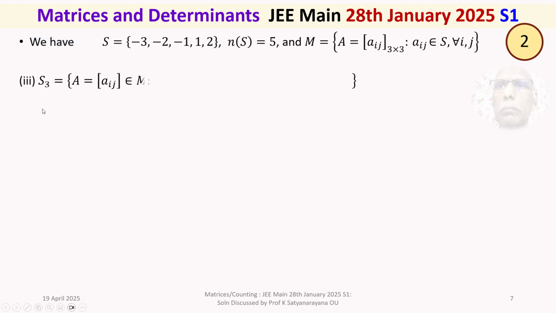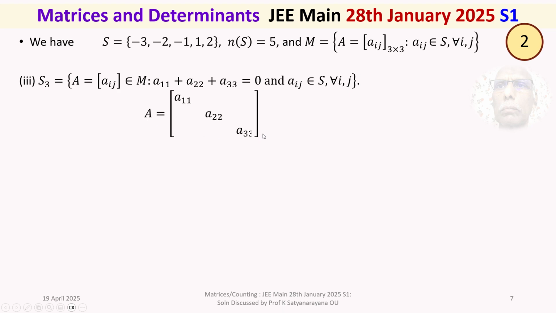Right. Let's take the case 3. S3 is the set of all those matrices coming from M such that the trace of the matrix A is equal to 0. How many such matrices are there? That's the question. So you take the matrix A. First you talk about the main diagonal. I am not talking about the off-diagonal entries. We are talking about the diagonal entries only. A11, A22, A33 coming from S such that A11 plus A22 plus A33 is equal to 0. In how many ways can this be done?